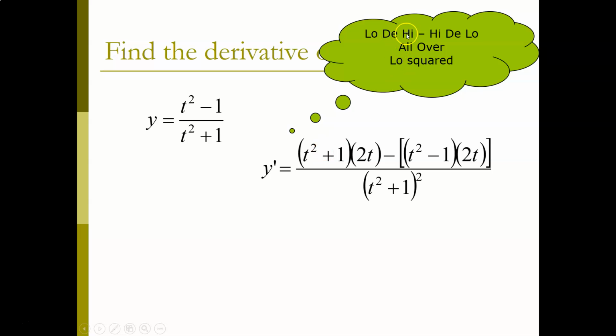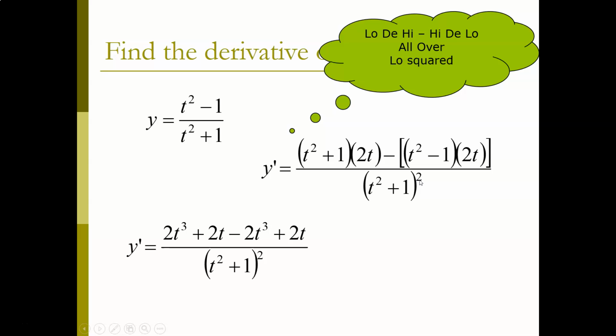Then we take the derivative of the high function. The derivative of t squared minus 1 is just 2t, minus high, which is t squared minus 1, times the derivative of the lower function, the low, which would also be 2t, all over the low function squared, which is t squared plus 1 to the power 2.